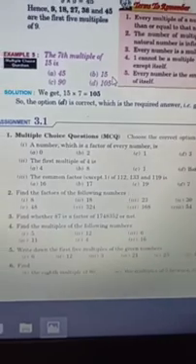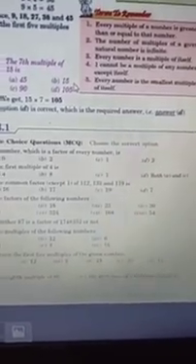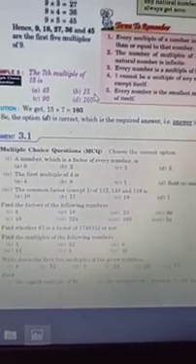Now you all have to solve this exercise, and if there is any problem in solving this exercise, you can ask me and I will give you the solution of that question.